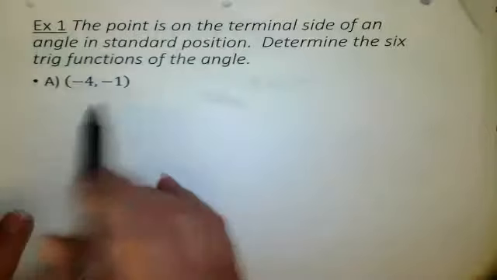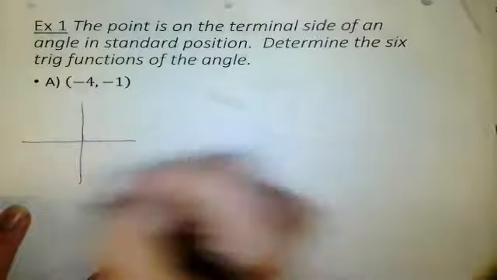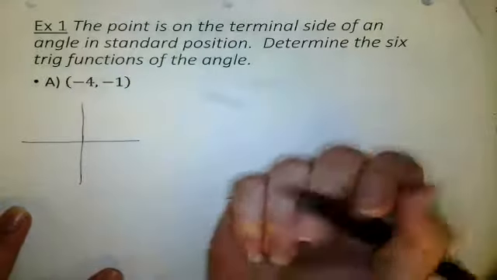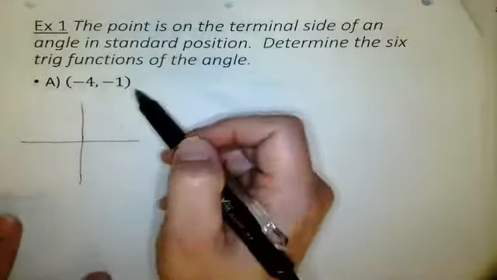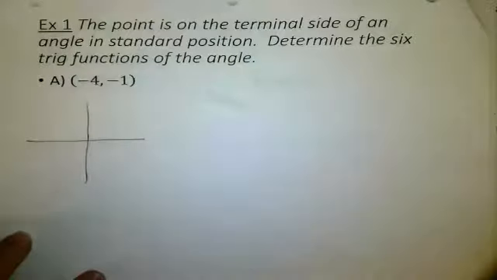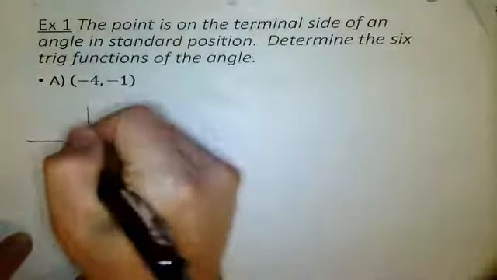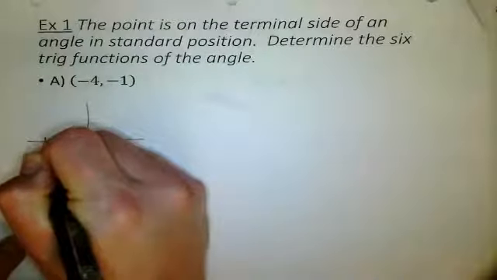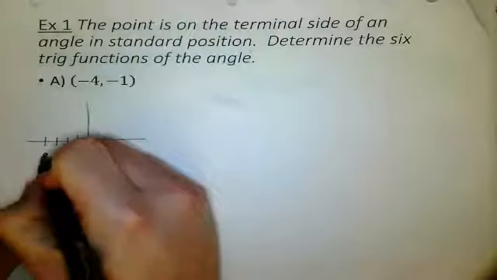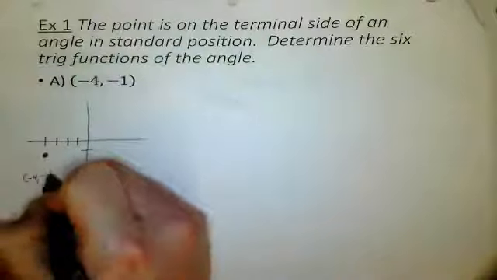The first thing I want to do is draw a picture. This is a point, an ordered pair in our XY coordinate field. So what quadrant is -4, -1 in? Third quadrant. So I'm going to draw that. There it is, about right there. -4, -1 is the point.